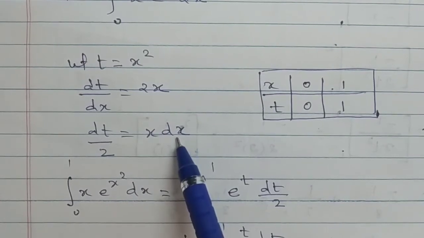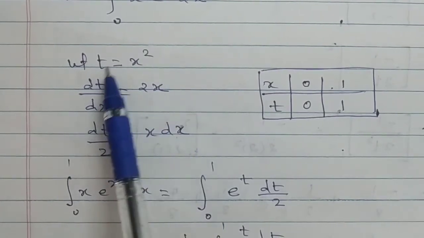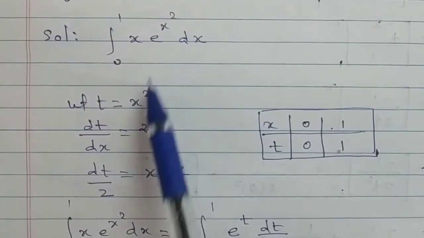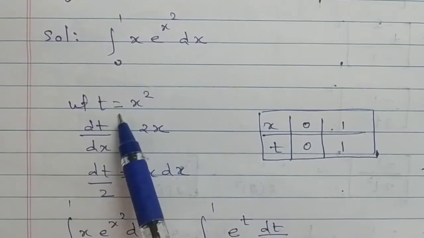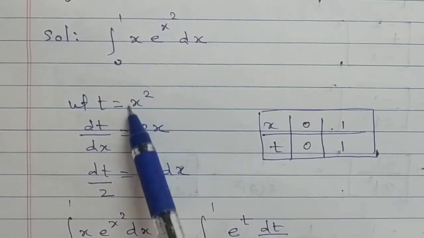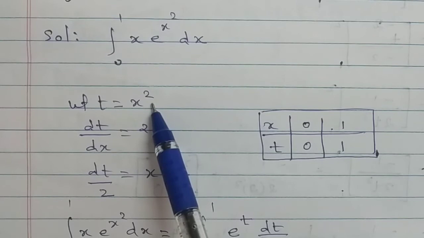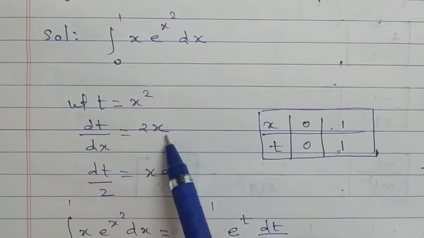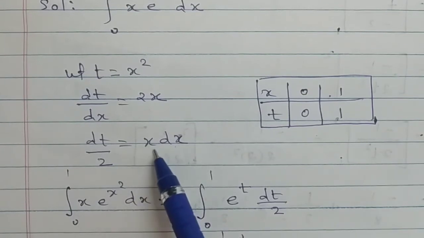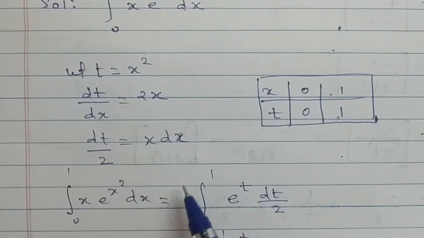t equals x square. Find the derivative with respect to x. dt by dx equals 2x, the derivative of x square. So dt by 2 equals x dx.